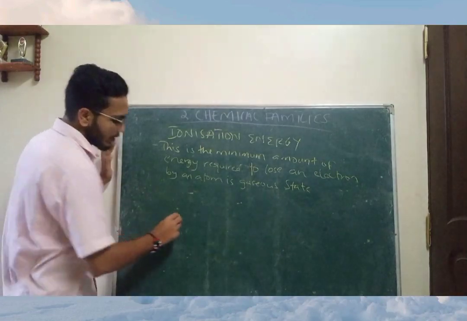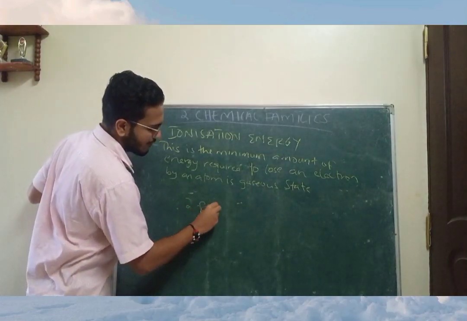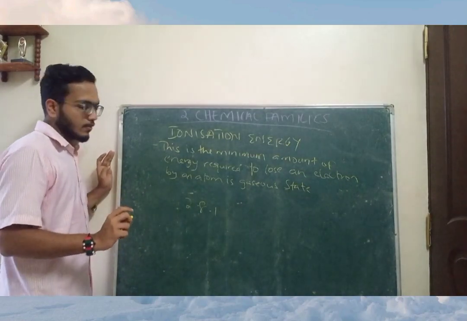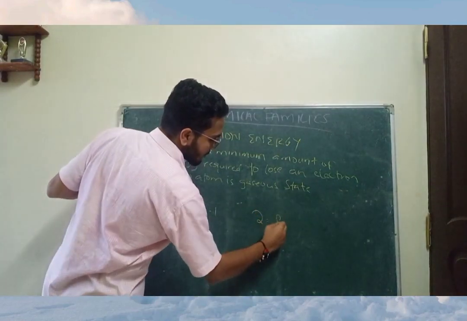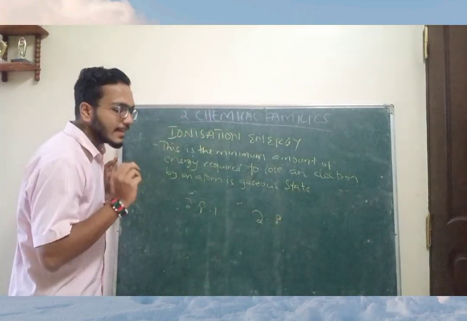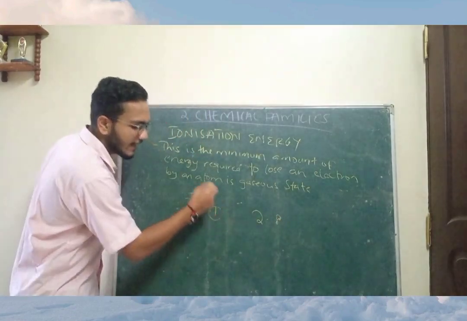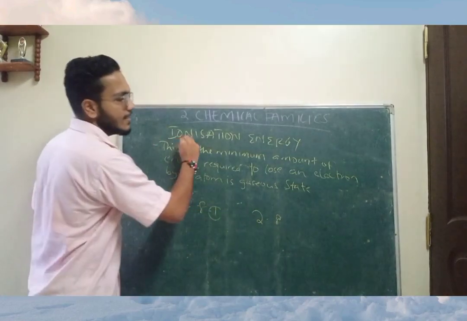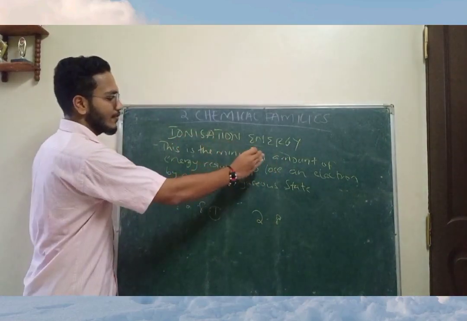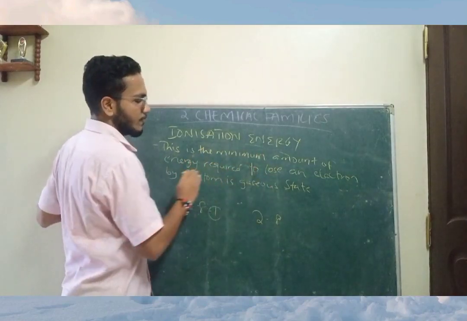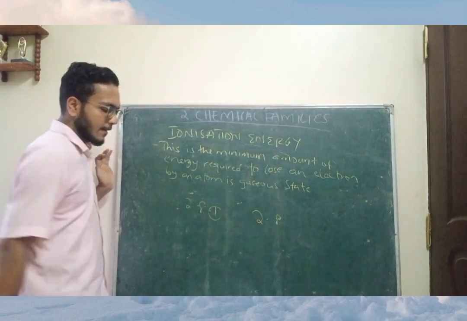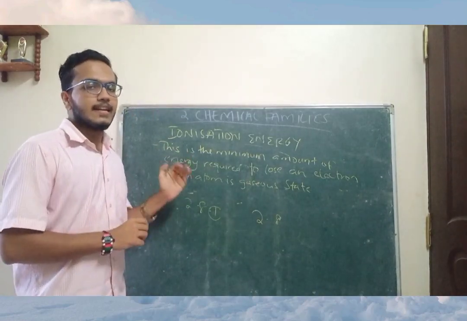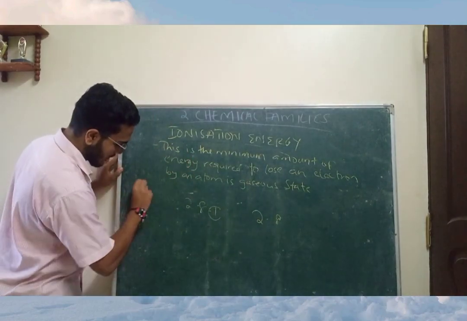As we know, a sodium atom has electron configuration of 2,8,1, but a sodium ion has an electron configuration of 2,8. So the energy required to lose this 1 electron to form a stable ion is called ionization energy, the minimum amount of energy required to lose an electron by an atom in gaseous state. So in alkali metals, the ionization energy, let me do this again.